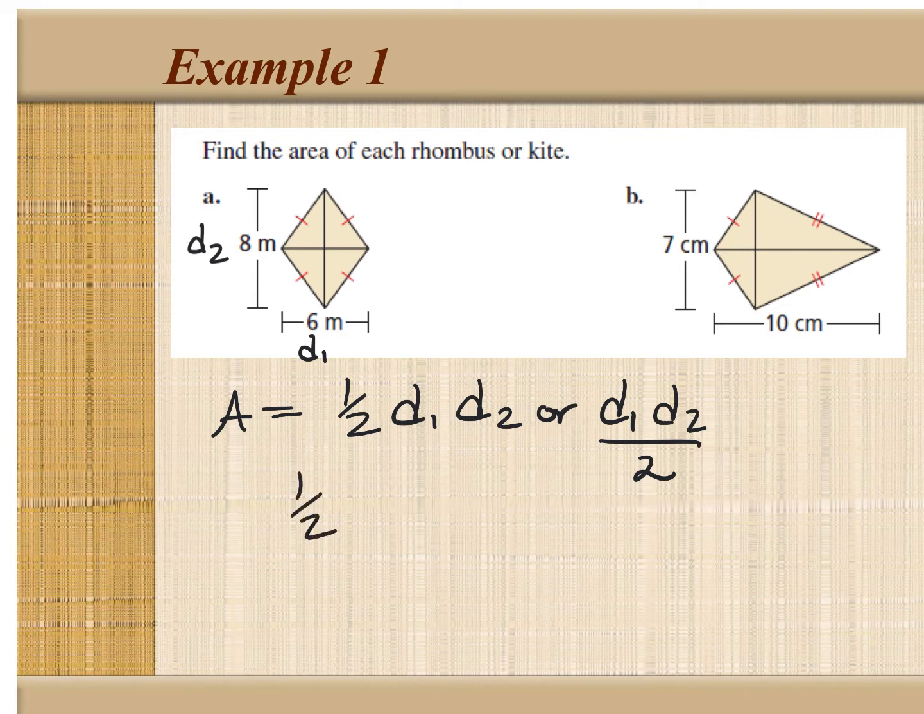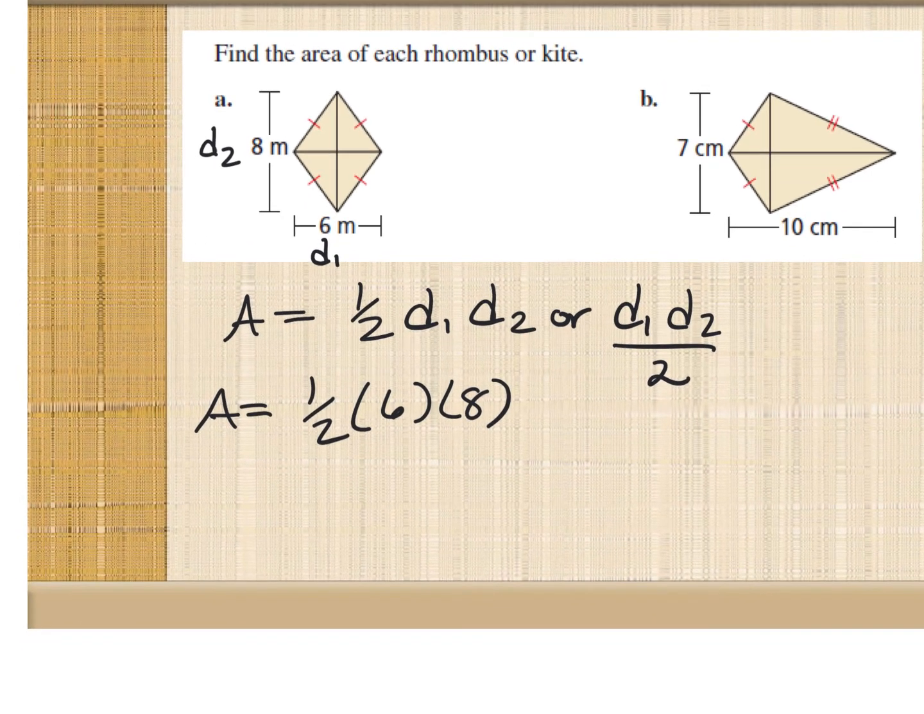So 1/2 6 times 8. And then I'll go ahead and multiply. And again, you could take 1/2 of 6 and then times it by 8. Or if you would have preferred to do 8 times 6 and then divide it by 2, you can do that way as well. But this actually gives me 24 meters squared. Remember, the units on any area question are always going to be squared.